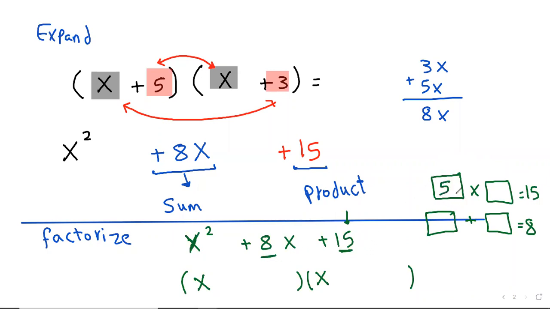So they are 5 and 3. 5 times 3 equals 15, and 5 plus 3 equals 8. So we'll write here plus 5 and write here plus 3. So factorizing is the inverse operation of expanding.